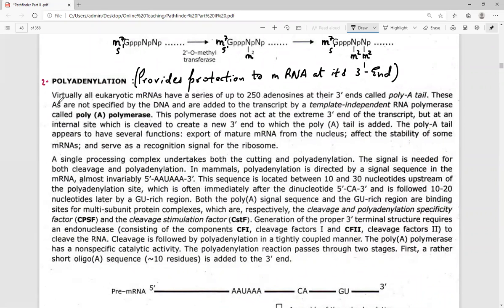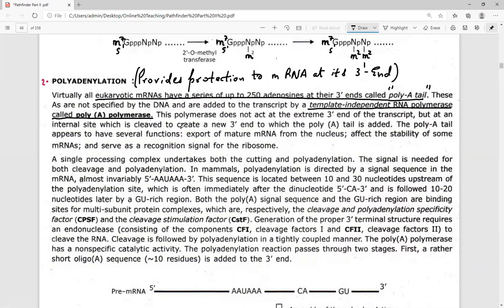Now listen here. Virtually all eukaryotic mRNA have a series of 200 to 250 adenosine residues at their 3' end, and this end is commonly referred to as the poly A tail that you have already seen. These poly A tails are not specified by the DNA and are added to the transcript by a template independent RNA polymerase, which is going to add these nucleotides. This is referred to as poly A polymerase.